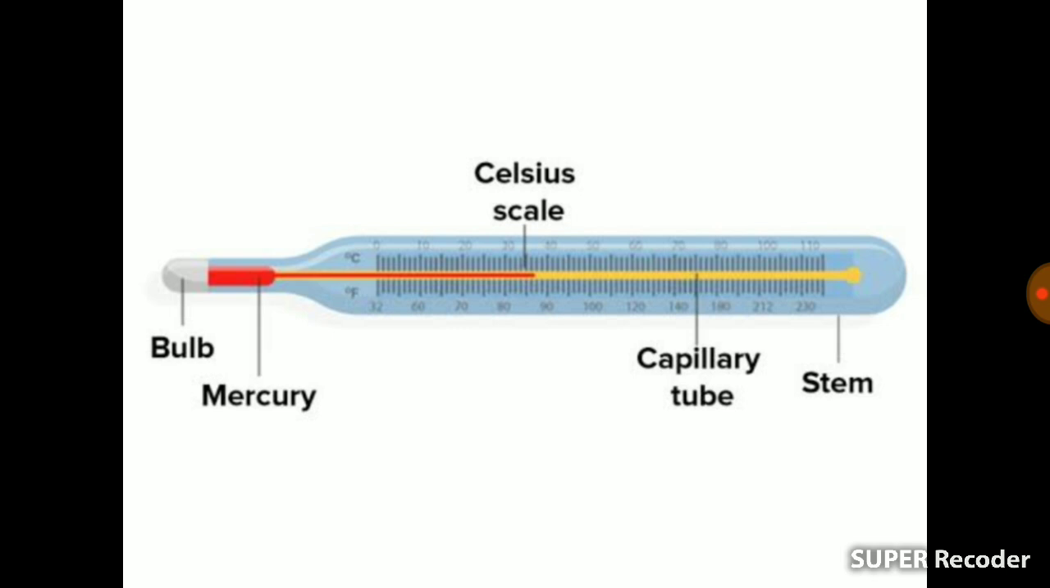Here you will see the Celsius scale. It is the Celsius scale where we read the temperature of your body. Next is the stem, next the capillary tube, next the mercury, and then the bulb. The bulb is filled with mercury. We have two types of thermometer: a clinical thermometer and a digital thermometer. Now the types of thermometer are the clinical thermometer and the laboratory thermometer.